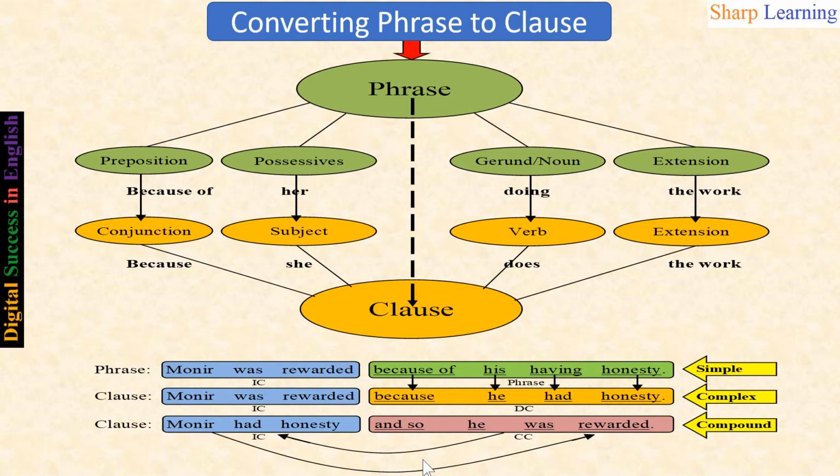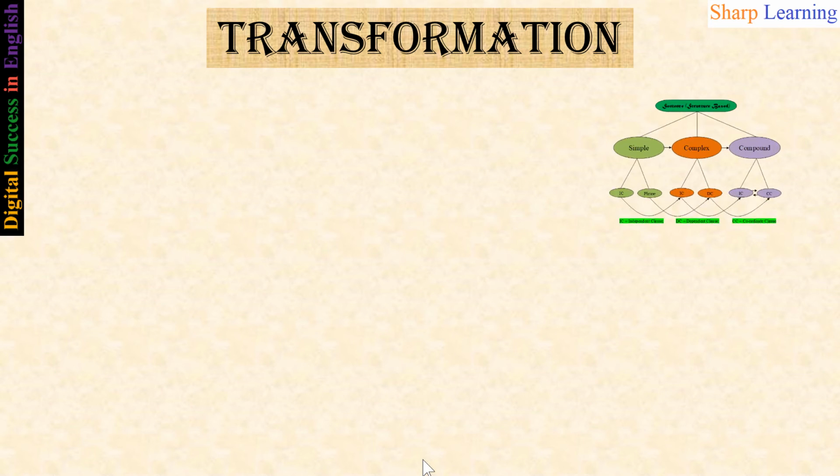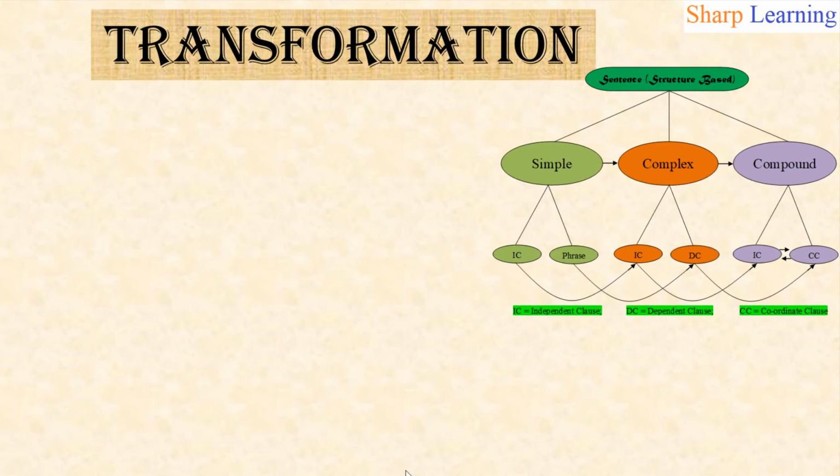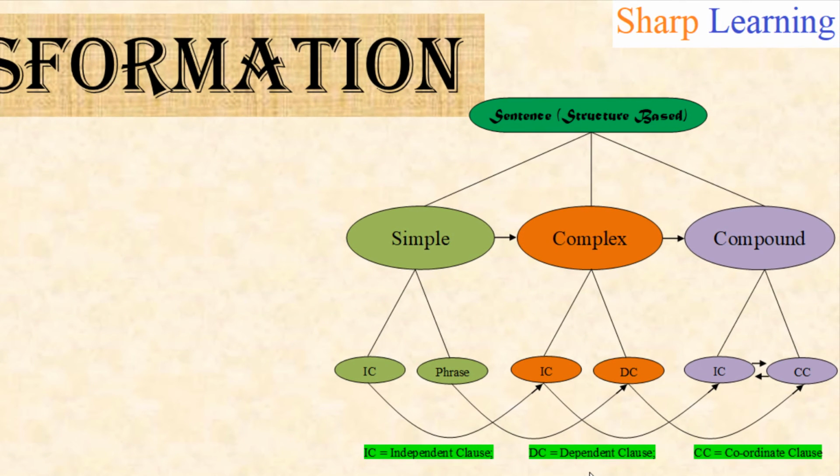Okay, now we are going forward. Up to here we have discussed everything that is very essential for transferring from simple to complex, from complex to compound. Okay, look at the picture again and try to remember the basic rule. From simple to complex, from complex to compound, what do you have to do?